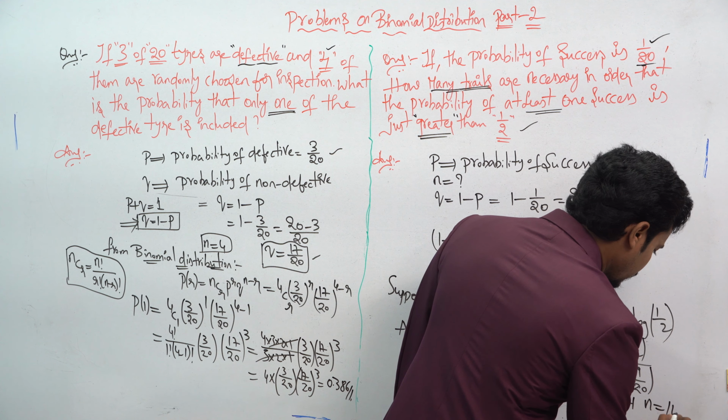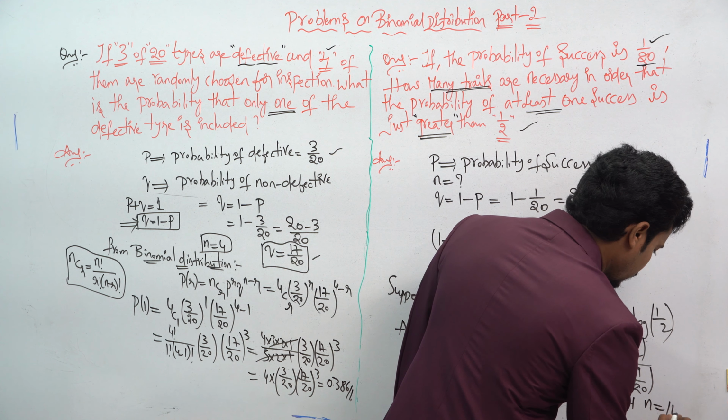We have to find out the mean as well as the standard deviation and variance. What will be q? q is 1 − p. So this will become 1 − 1/3, that is (3 − 1)/3, which is 2/3. So q is equal to 2/3.